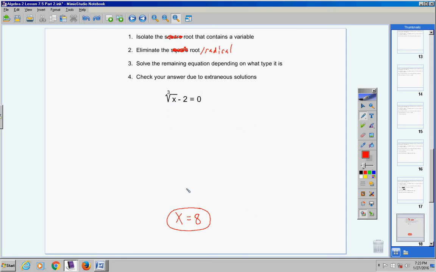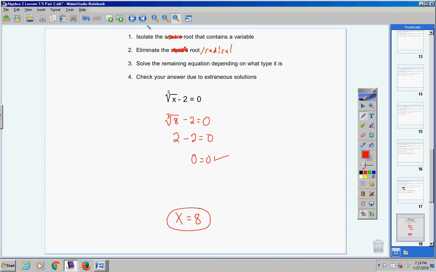So where the x is, I'm going to put an 8. So the cube root of 8, here's my x, I put an 8, minus 2 equals 0. By the way, always check it in the original equation. Always check it in the very original equation. Alright, the cube root of 8 is 2, and 2 minus 2 is 0. It checks, so we're good.